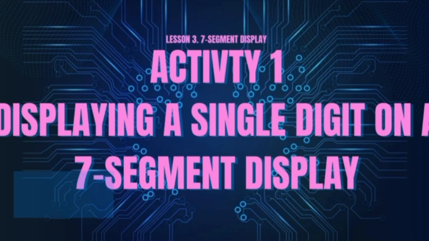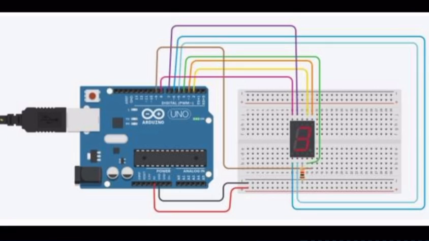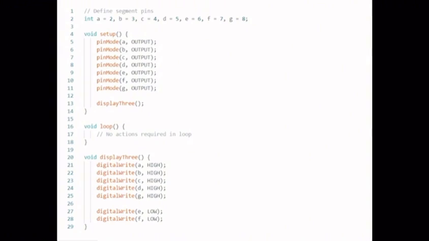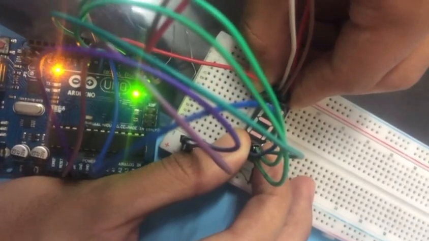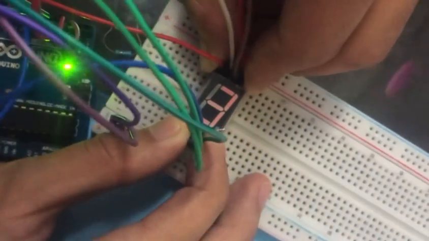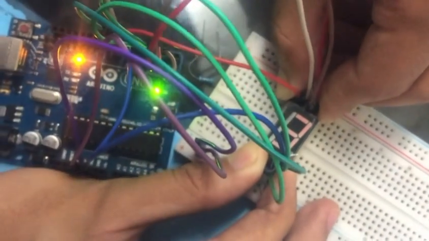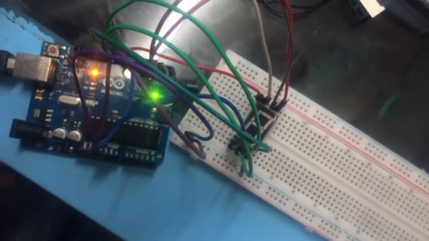The 7-segment display is connected from pins 2 to 8 representing segments A to G. The Arduino lights up the correct segments to form the number 3 on the display. These show how each segment can be programmed to create a specific number or character.